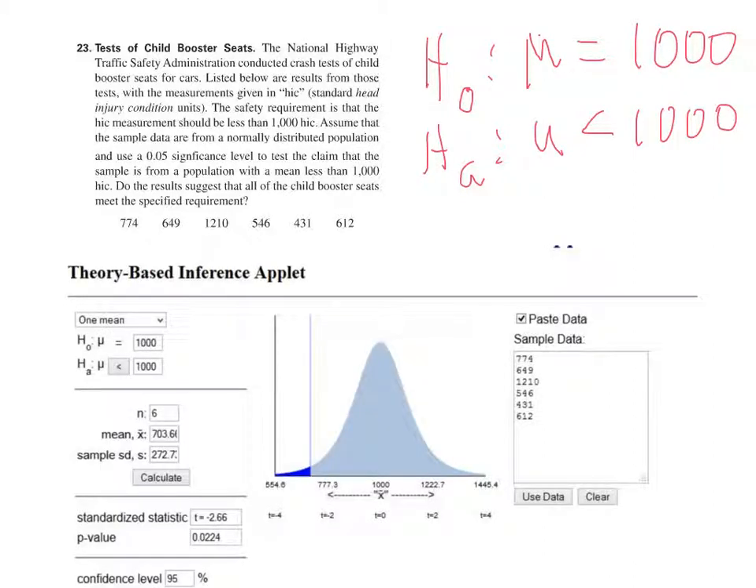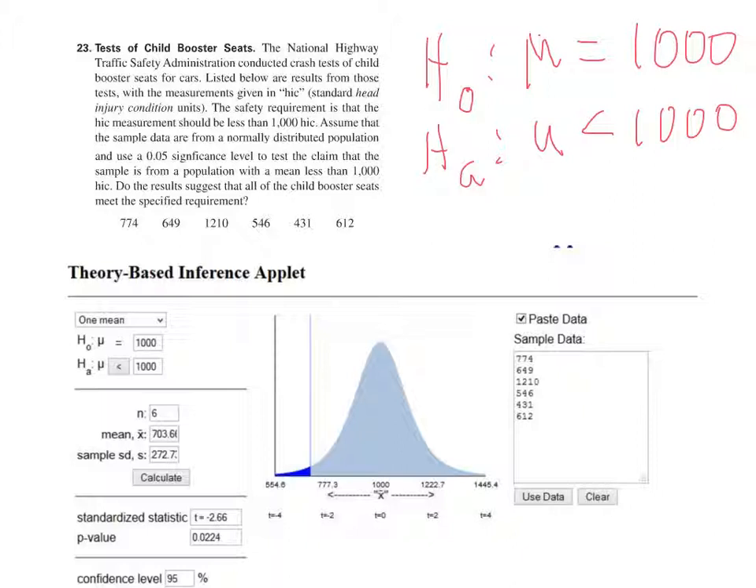This applet let me use data. I didn't have to go out separately and calculate the mean and standard deviation. What you have to do to use this is make sure you check the paste data box, and then if you can copy and paste it, great. Otherwise, I just typed in those 6 numbers. Then I clicked use data. That would have given me this and this and this.